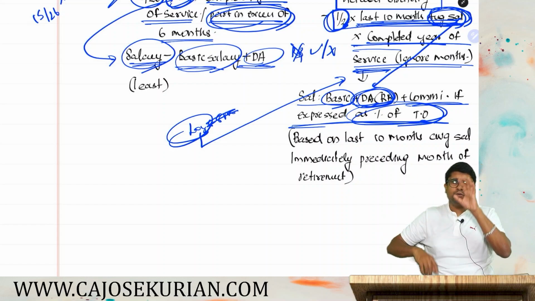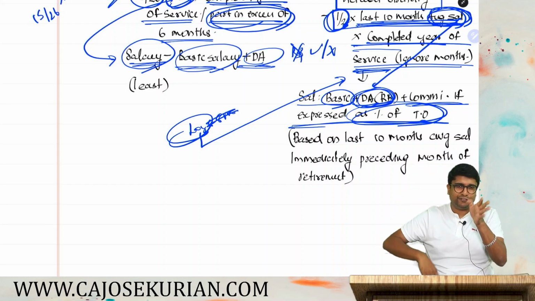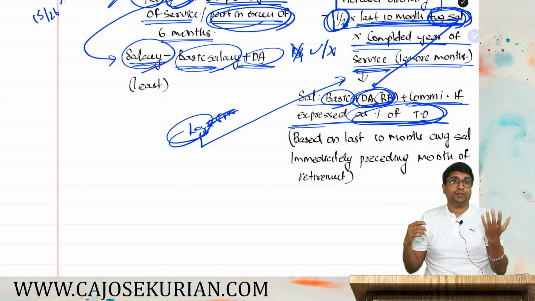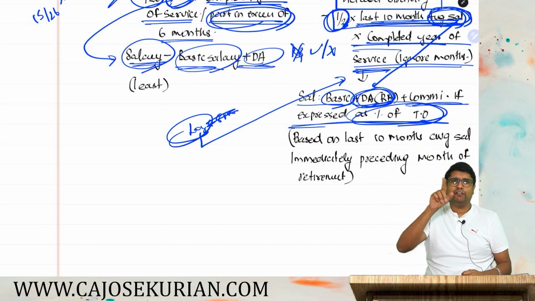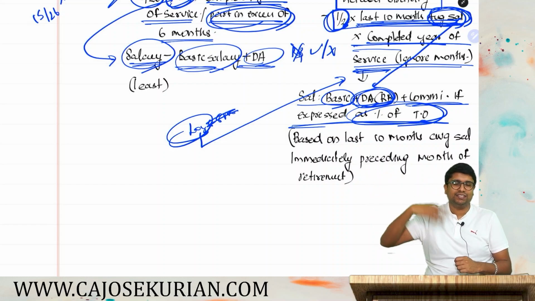For claiming the exemption, you check whether you are a CG employee, defense service, local authority or civil servant. If yes, full exemption. Other employee, you check whether you are covered under Payment of Gratuities Act. If yes, 3 limits. What is the 3 limits? 20 lakh, actual gratuity, 15 by 26 into last drawn salary into completed year of service or part thereof in excess of 6 months.